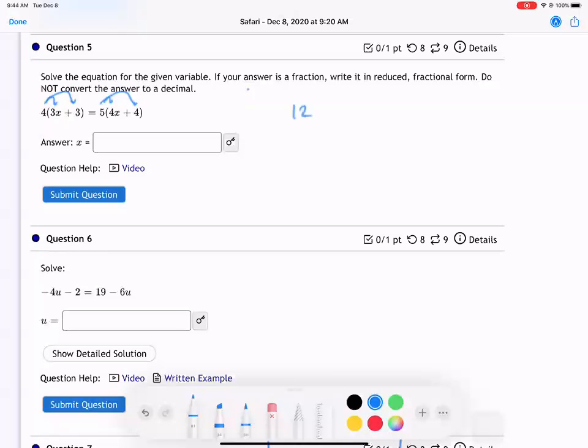We get 12x plus 12 is equal to 20x plus 20. And then now we have to combine like terms, a skill to say, hey, let's move all the x's together. Now the question is, do you want to move the 20 to the left or move the 12 to the right?